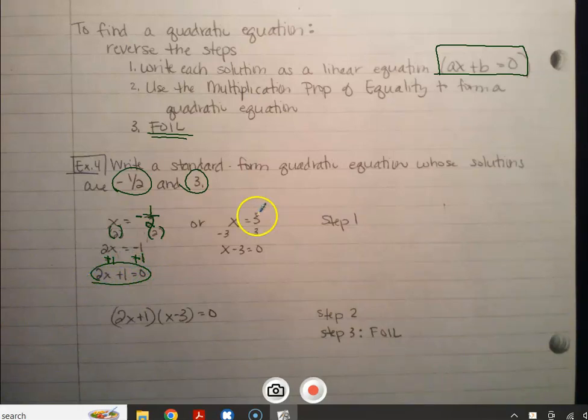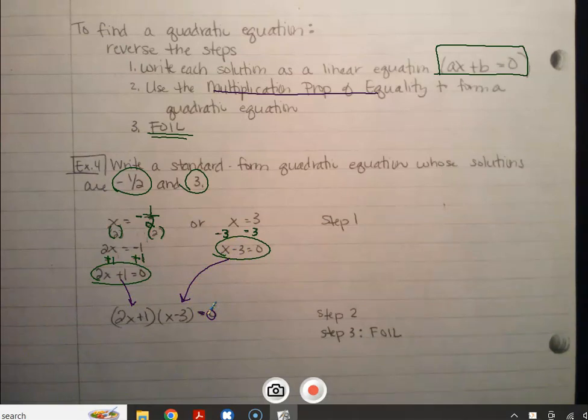On the other one, x equals 3, it's a little bit easier. We just had to subtract 3 from both sides. So then I have x minus 3 equals 0. Now I've got that into that linear equation form. Step 2 says use the multiplication property of equality to form a quadratic equation. So I put both of those in binomial form: the quantity 2x plus 1, which came from here, times the quantity x minus 3 equals 0.